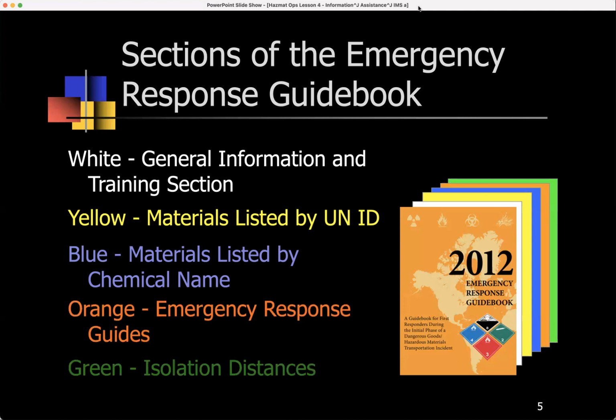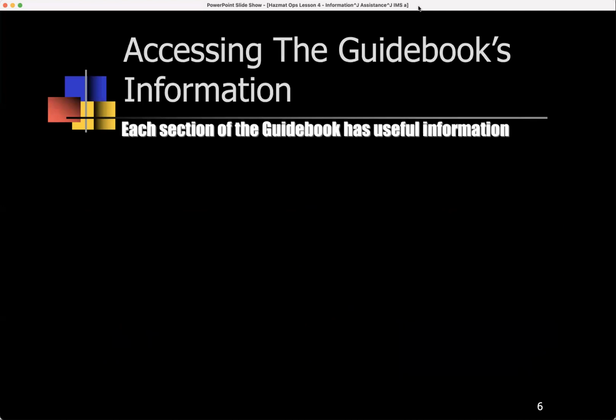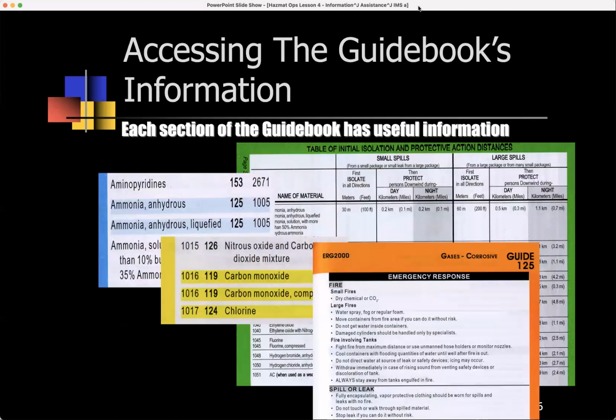The green section are the protective action distances. We'll get more into that. But protective actions are evacuation and shelter in place. And we'll talk more about that green section later. So each section has useful information, and they all work together.